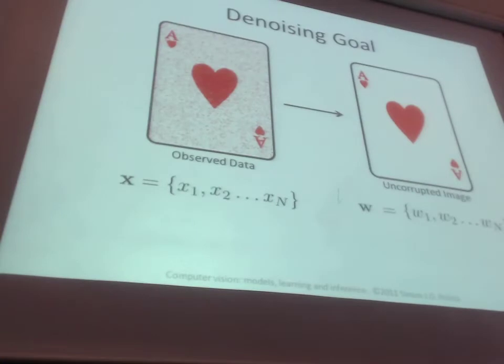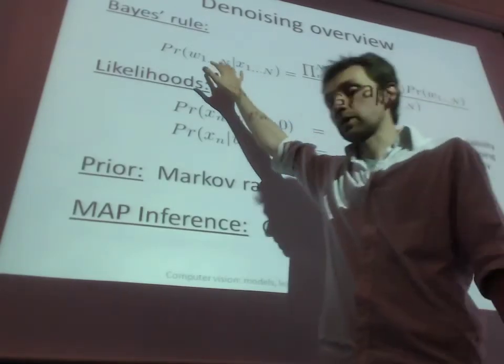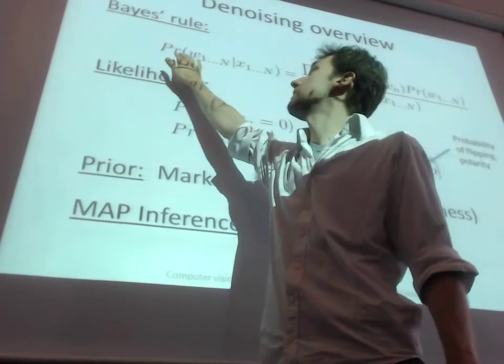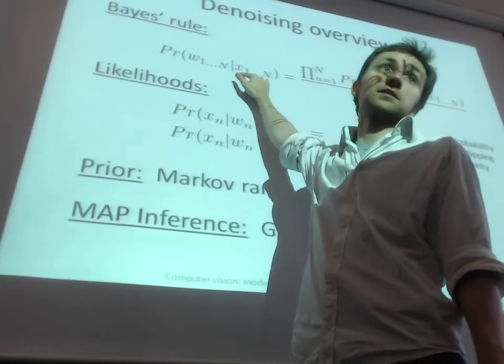All right, so back to our denoising goal. We want to figure out what the uncorrupted image is at inference time. So we're skipping over the whole training again, just like we did last week, and saying, I want to figure out this posterior probability of what state each of the pixels should be in, given some observations of intensity.